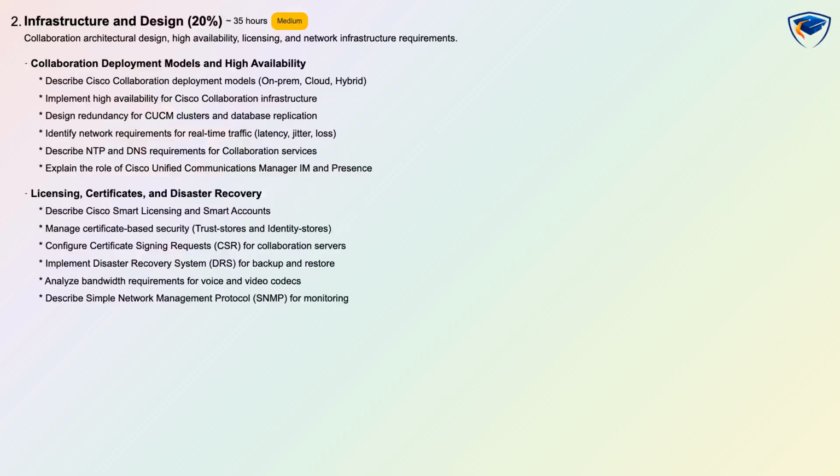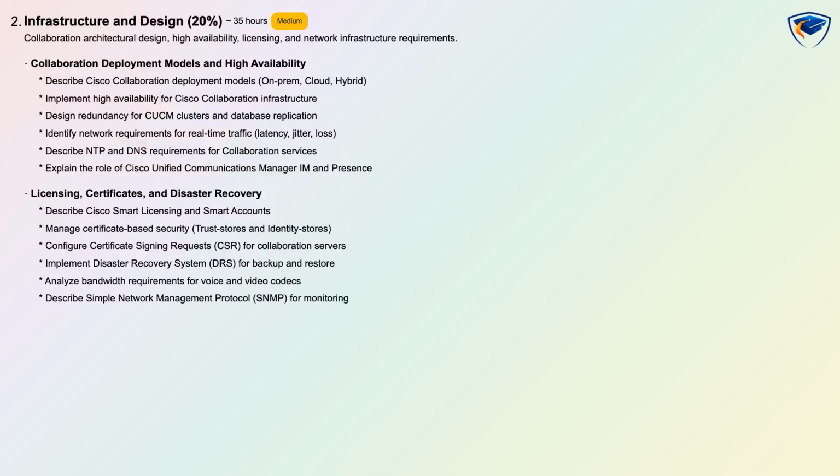Infrastructure and design is 20% of the exam and is medium difficulty with about 35 hours of learning and conceptual plus scenario assessments. Study deployment models for collaboration including on-premises, cloud, and hybrid options, and design high availability and redundancy for CUCM clusters and database replication. You will also cover network requirements for real-time traffic such as latency, jitter, and packet loss, plus NTP and DNS needs and the role of IM and presence.